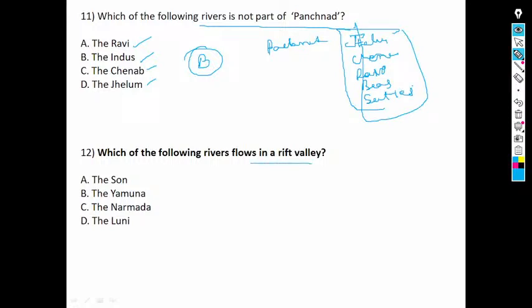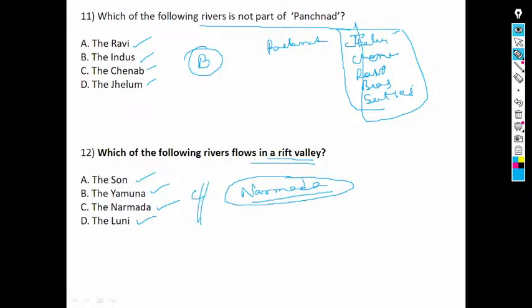Which of the following rivers flows in a rift valley? The Son, Yamuna, Narmada and Luni river. It is the Narmada. The Narmada river flows in a rift valley.